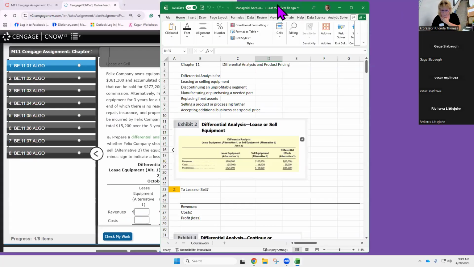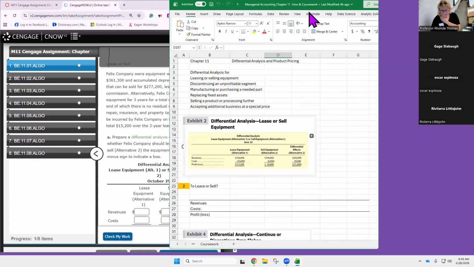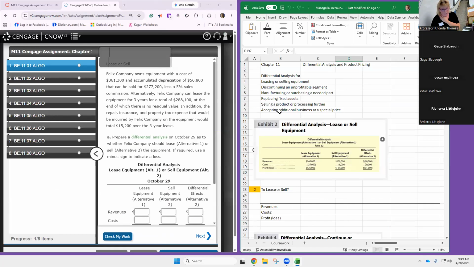All right. Okay, so what I'm doing with my spreadsheet is, once again, we just named all of these, right? These are the different business decisions. Differential analysis for decision making is basically for accounting decisions. Okay.